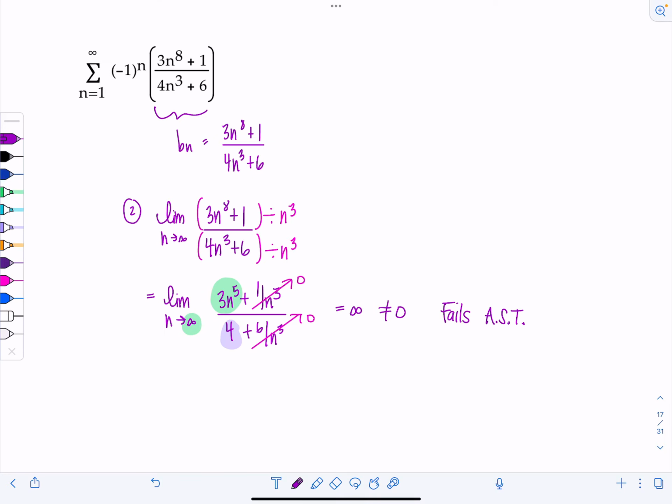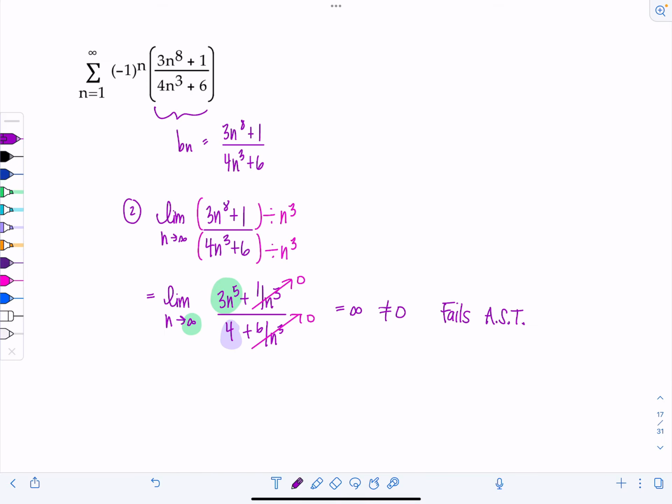Now, based on how picky your teacher is, they may still want you to use the test for divergence to finish off the problem. So just check with them. If usually they let you stop here and just say the series is divergent, then cool. Fast forward through the next 30 seconds.